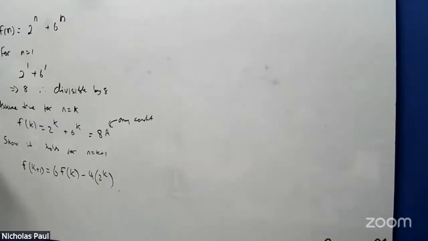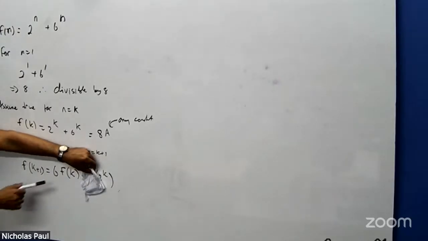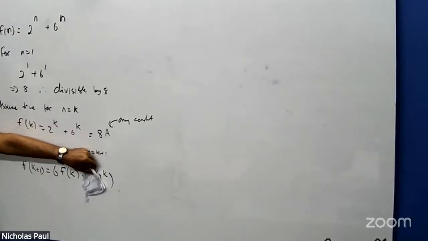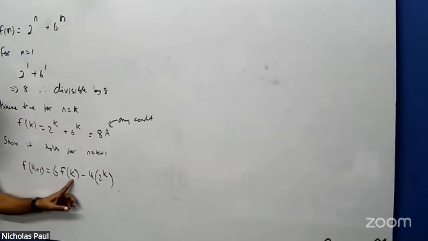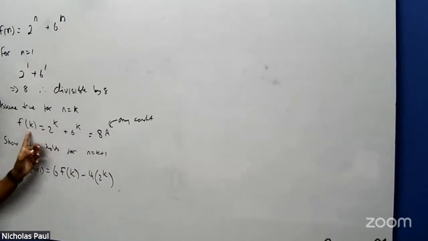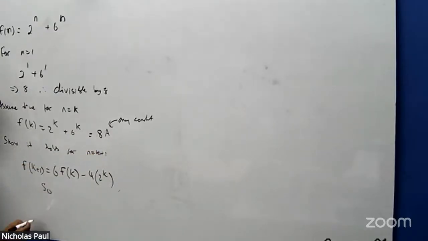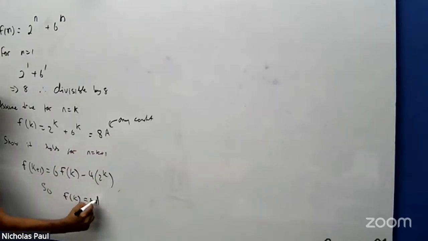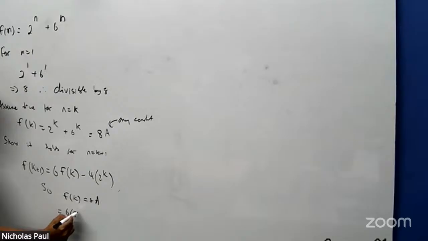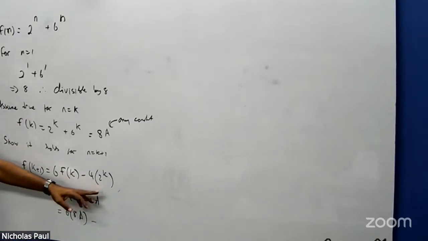But think of this here, Chloe. Is this divisible by 8 already? Remember, we already showed f(k) is divisible by 8. So I can write f(k) is equal to 8a. So I have 6 times 8a. That's okay? Now the focus is here. How do I show that this is divisible by 8?